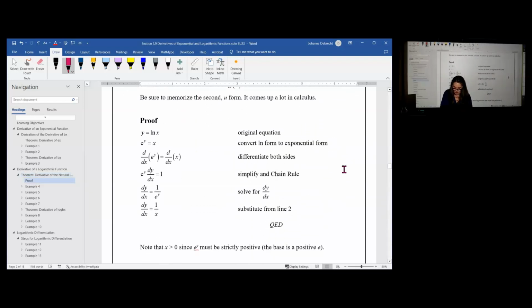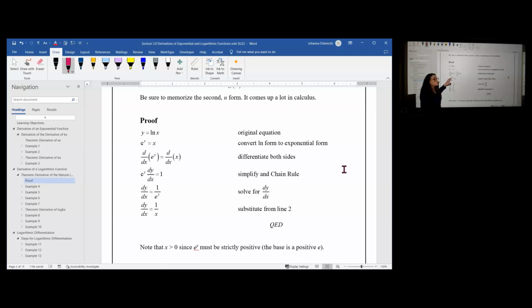Let's look at the proof of this theorem. We start with the original statement that y is the function natural log of x. Then we convert it to exponential form using our skills from pre-calculus to write it as e to the y power equal x. Next, we're going to take the derivative of both sides of the equation since we know what the derivative of e to the y is.